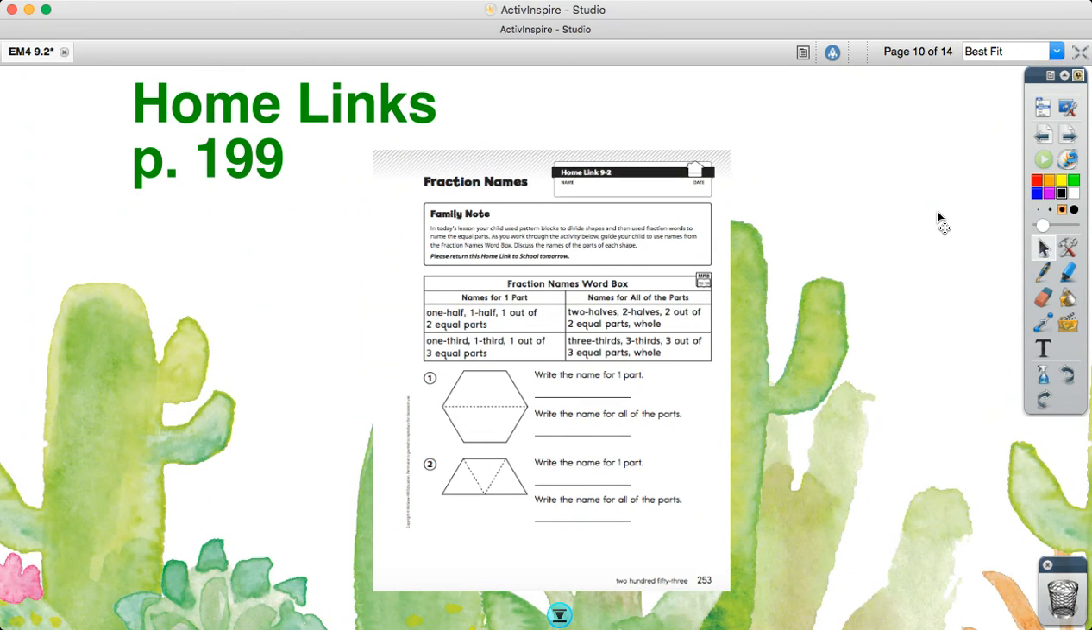Today's home links page is on page 199. Take a look at the fraction names word box. Number 1, write the name for one part. Then write the name for all of the parts. Number 2, again, write the name for one part and write the name for all of the parts.